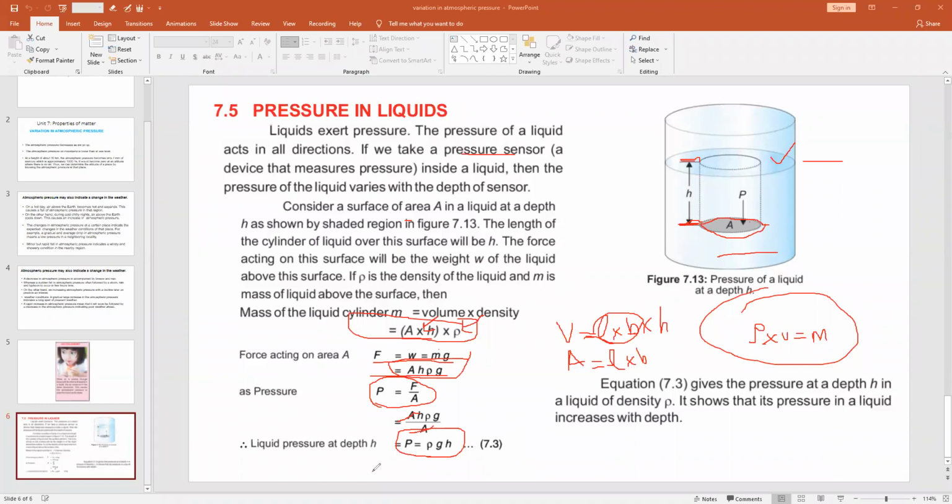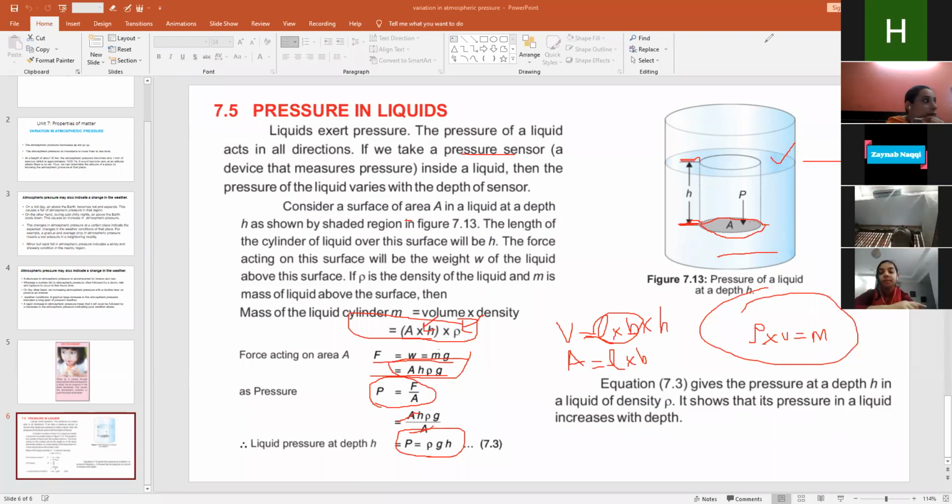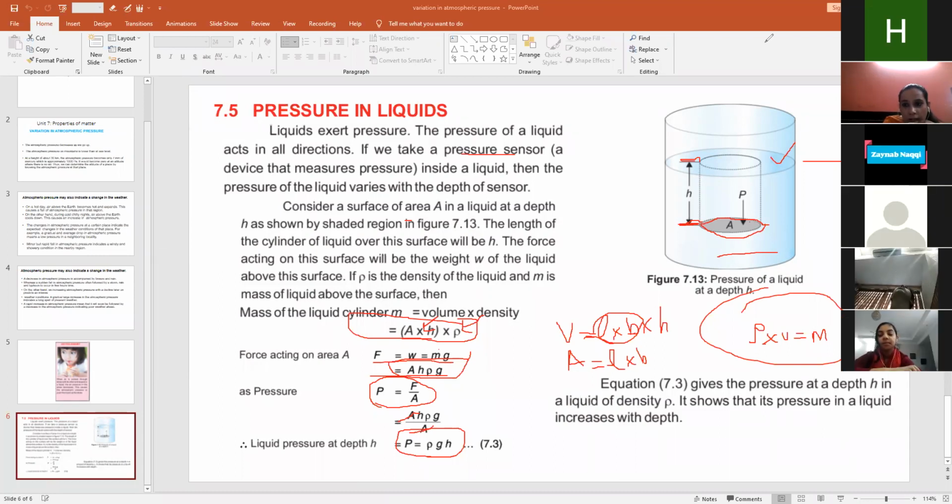With the help of this formula, we can calculate or measure the pressure in case of a liquid. So class, if you have any question, you can ask me. Yes, class, do you have any question? No, ma'am. Next. Yes, who has a question?